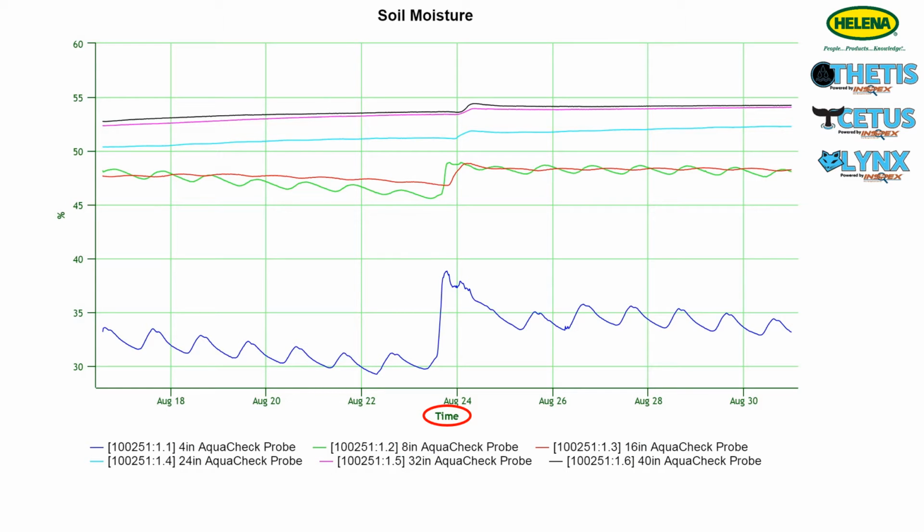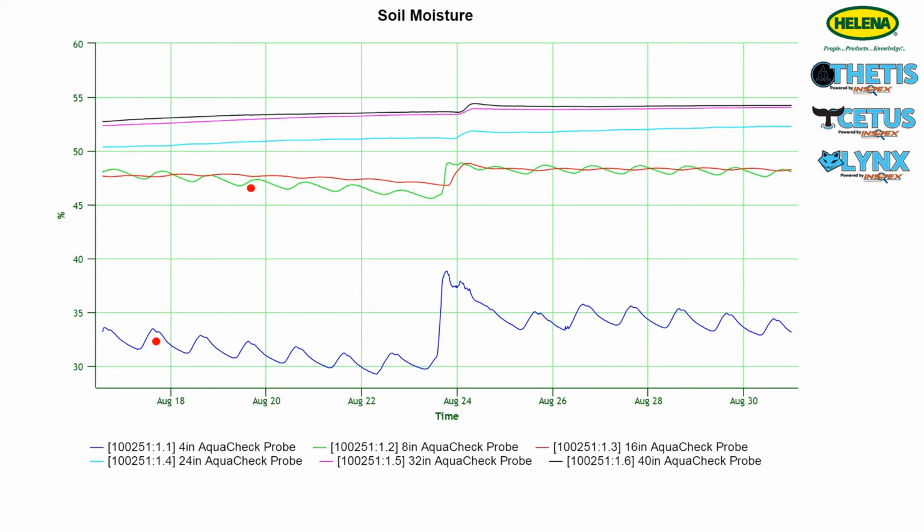Time is shown on the x-axis. Relative soil moisture is displayed on the y-axis. This graph shows each sensor according to the relative soil moisture value. Coincidentally, they line up from shallow to deep, but this is not always the case.